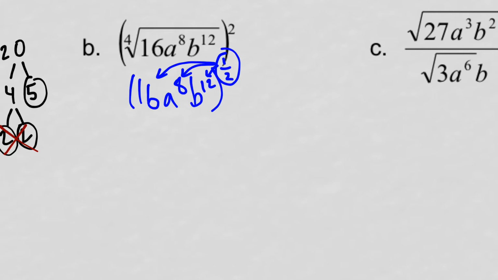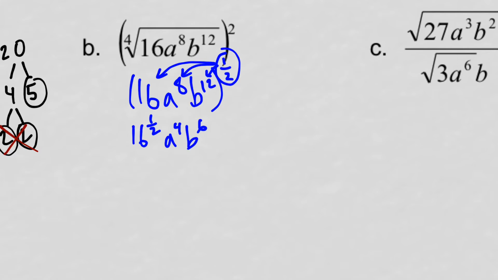So it's 16 to the 1/2. A to the 8th to the 1/2. Remember the rule when you're sharing a power right there and it already has an exponent is to multiply. So 8/2, which is 4. A to the 4th. B to the 12th times 1/2 is 6.